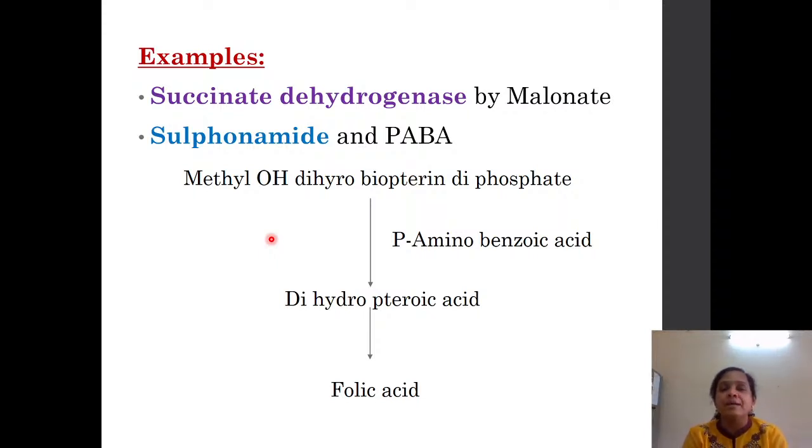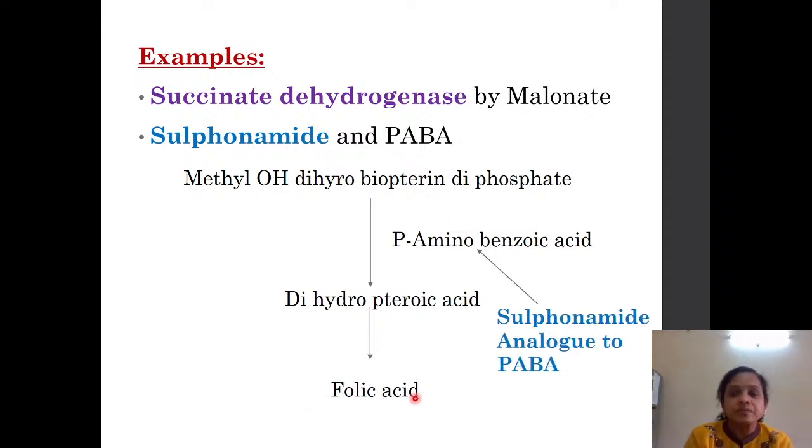So, normally what happens in a bacteria, they have a substrate called methyl hydroxy dihydrobiopterin diphosphate. This combines with the para-amino benzoic acid to form dihydropteroic acid. Now, this dihydropteroic acid will get converted to the folic acid. So, this is how the normal reaction will occur. The folic acid is synthesized in the bacteria, and this is utilized for the bacterial proliferation and growth.